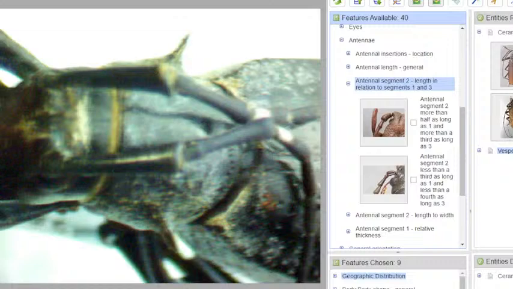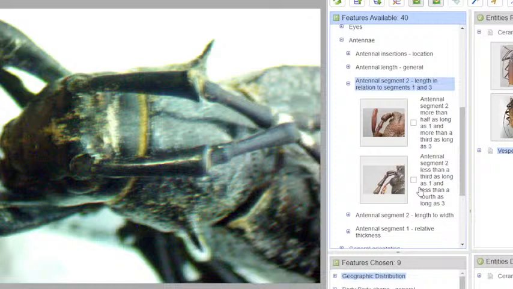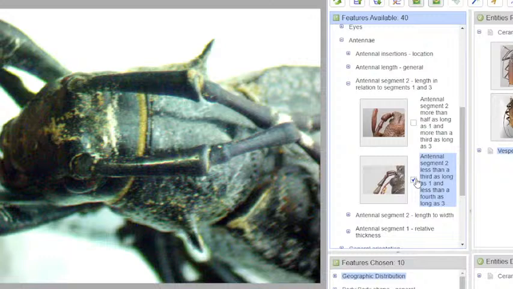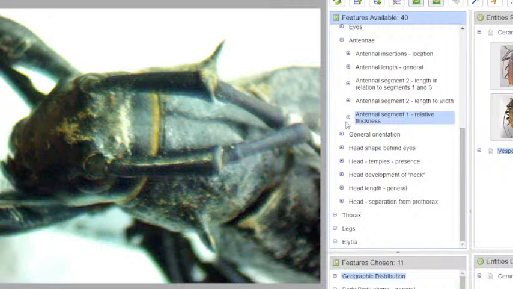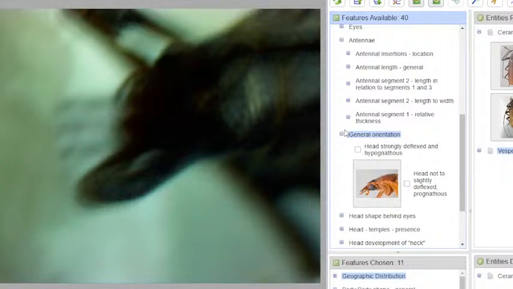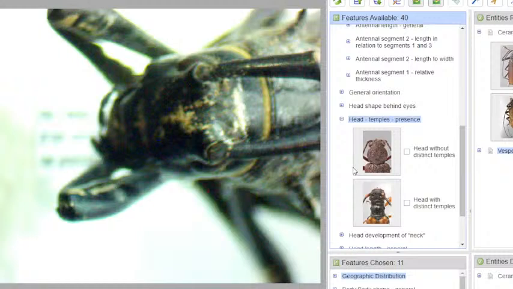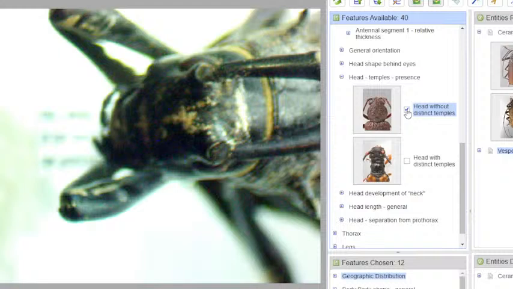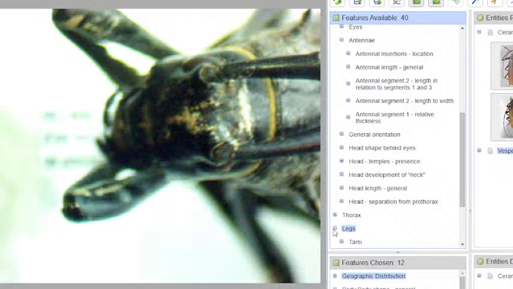Alright, so if we look at the second antennal segment, it's definitely going to be less than the third as long as one. Yeah, this one. Length to width. Head without distinct temples, head with distinct temples. I wonder what separates Prionini from Lamiini. Let's go to legs. Tarsi?